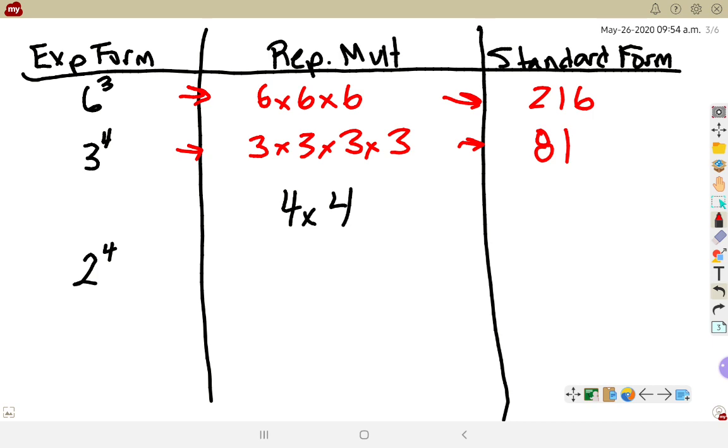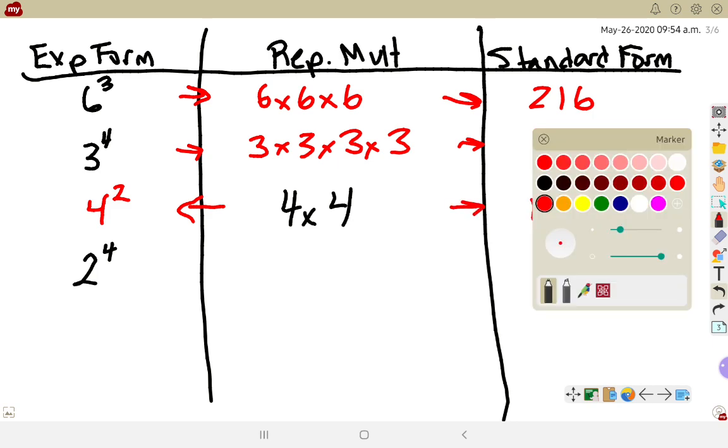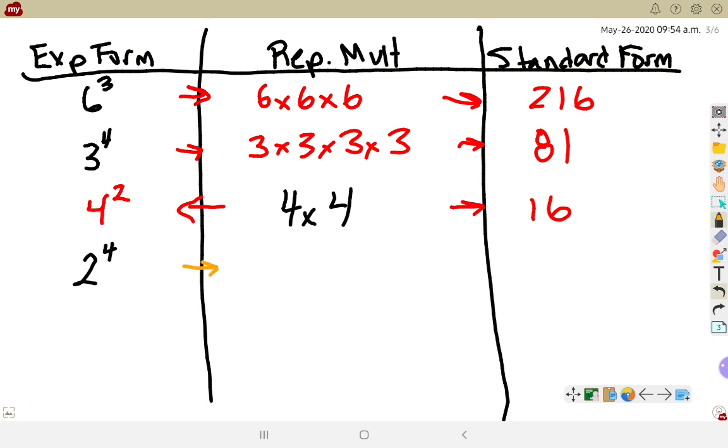Now if I have 4 times 4, we've seen this before when we were working with perfect squares. So 4 times 4 is a nice perfect square. We would say that's 4 squared, 4 with an exponent of 2. And 4 times 4 we know is 16. Now look at this one, 2 exponent 4, so that would be 2 times 2 times 2 times 2, and that is also 16.